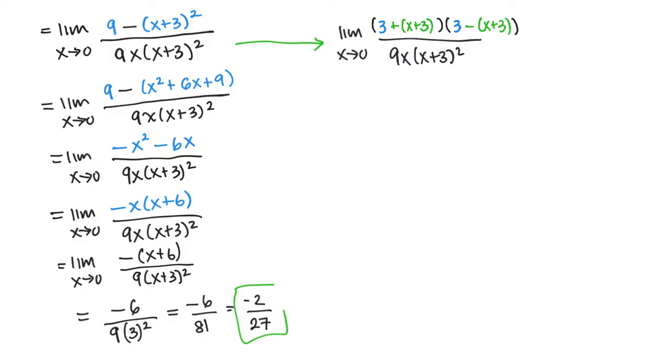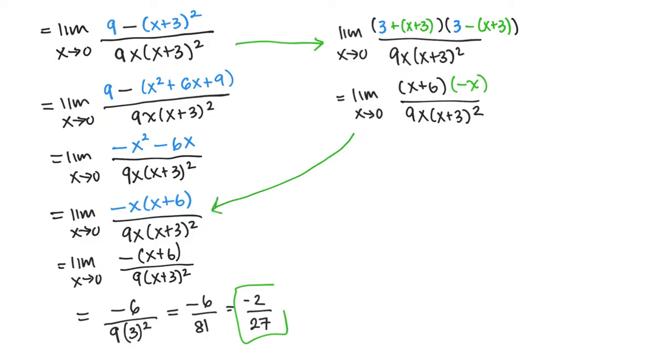Let me simplify it to make sure we're in fact going to get the same answer. If I do it this way, in this first parenthesis, I have 3 plus x plus 3, which is x plus 6. In the next one, I have 3 minus x minus 3, which means I have minus x over 9x times x plus 3 squared. And if you look at that, that's exactly the same as this step over here. So it might have saved you a step. If you notice it, you're welcome to use it, but you're going to get the same answer either way.